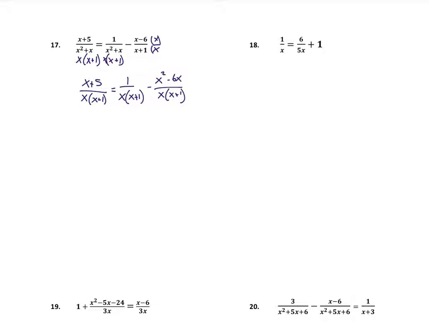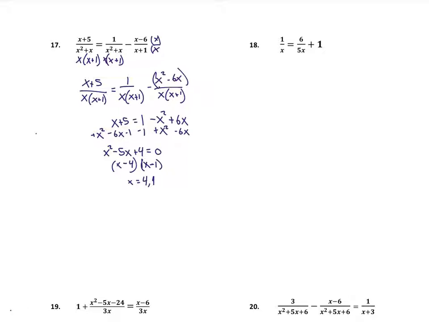So now that the denominators are the same, we're going to set up an equation using the top. That gives us x plus 5 equals 1, and then remember, we're subtracting this whole thing, minus x squared plus 6x. We want to get everything over to one side. So we've got x squared minus 5x plus 4 equals 0. We're going to factor that. x minus 4 times x minus 1. And for our answer, we get x equals positive 4 and positive 1.